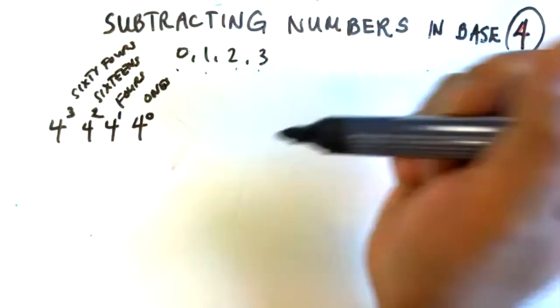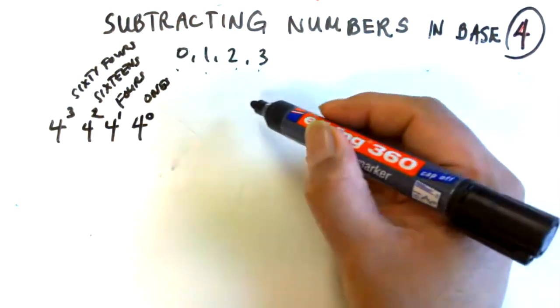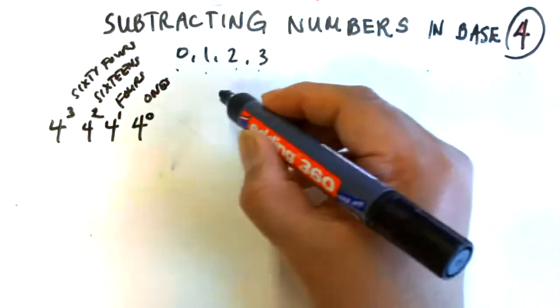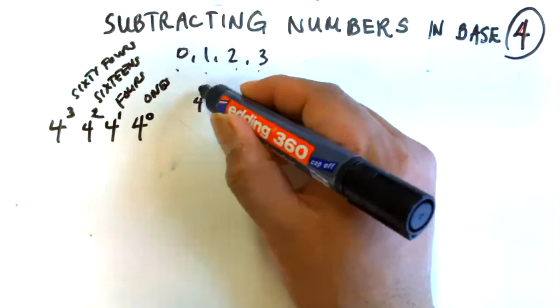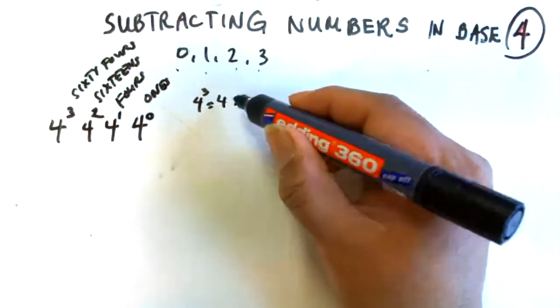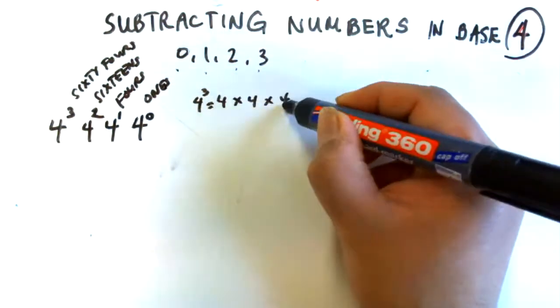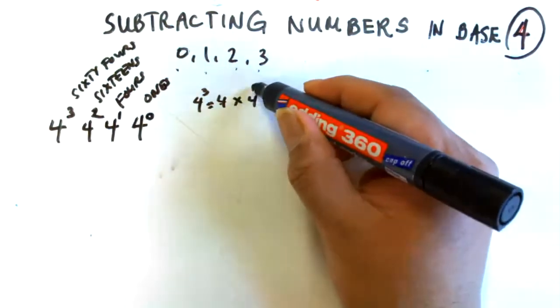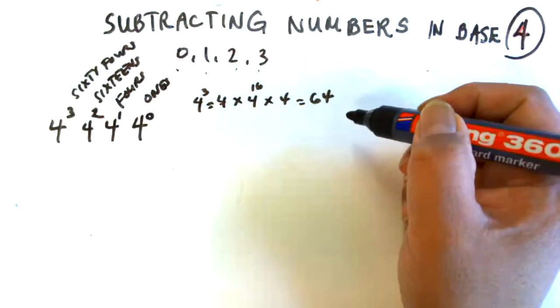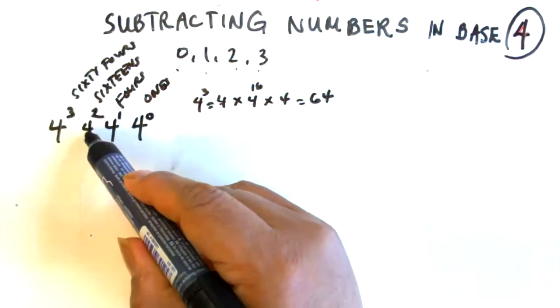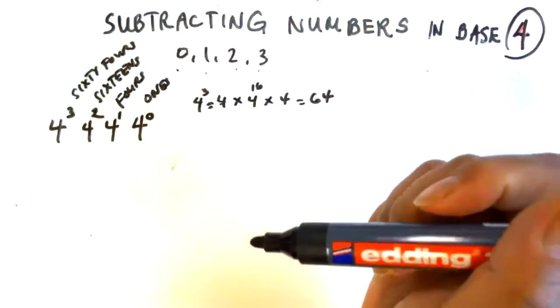So why is it 64? It's because 4 raised to the power of 3 is essentially 4 times 4 times 4. 4 times 4 is 16, times 4 is 64. And the same holds true for the other place values. So that's a quick explanation.